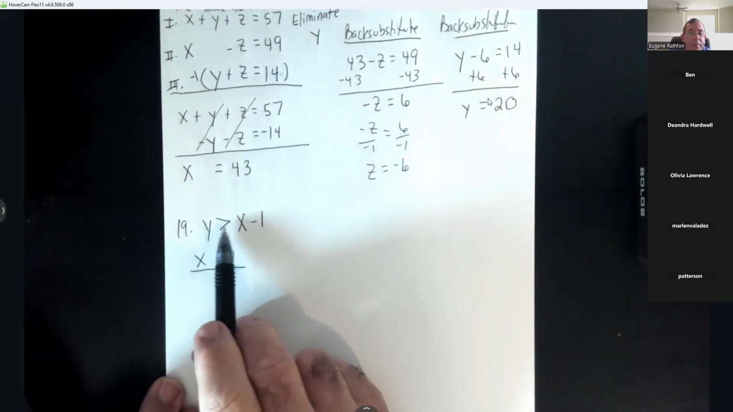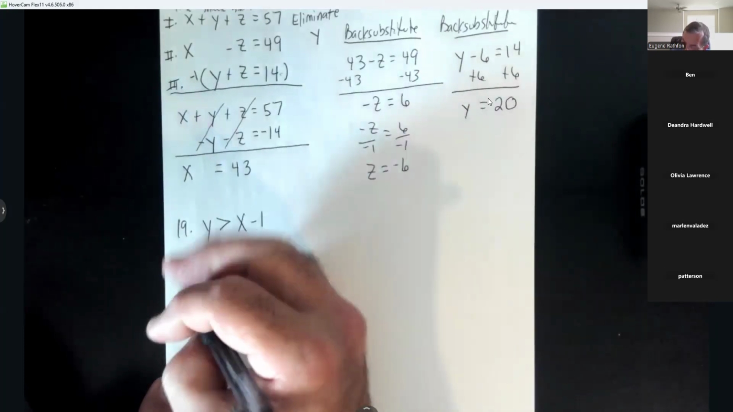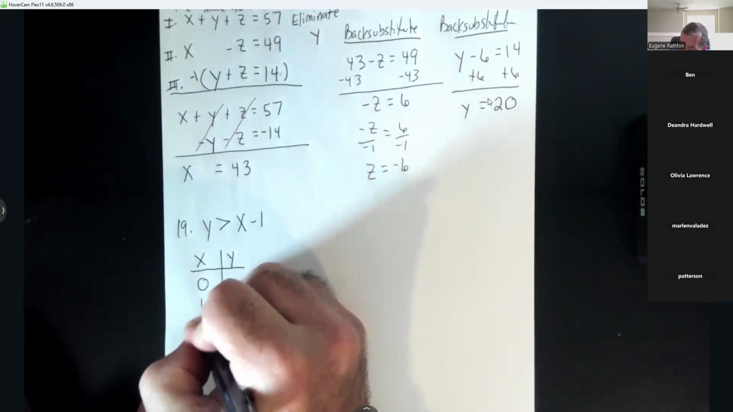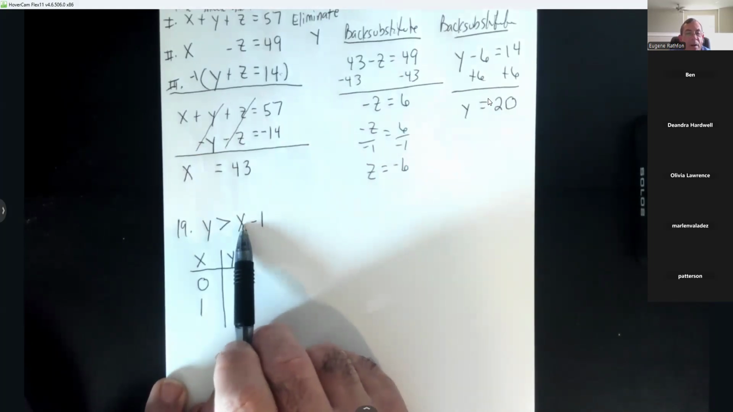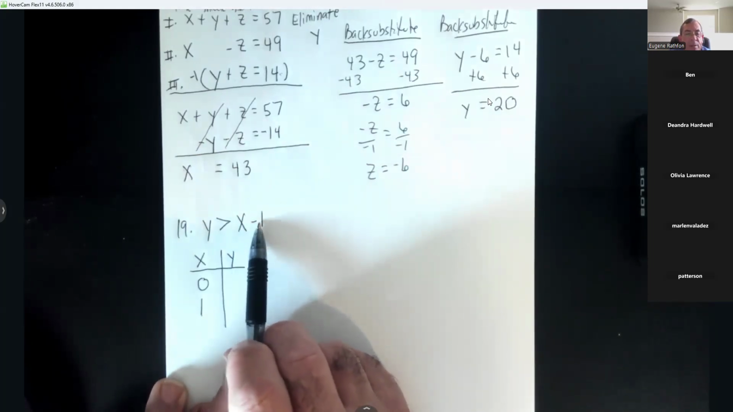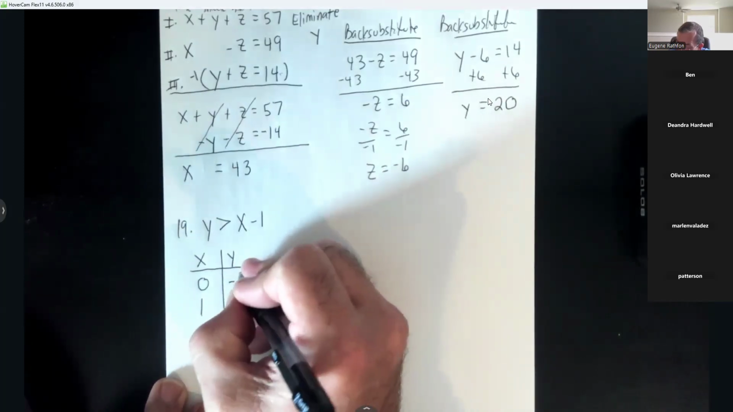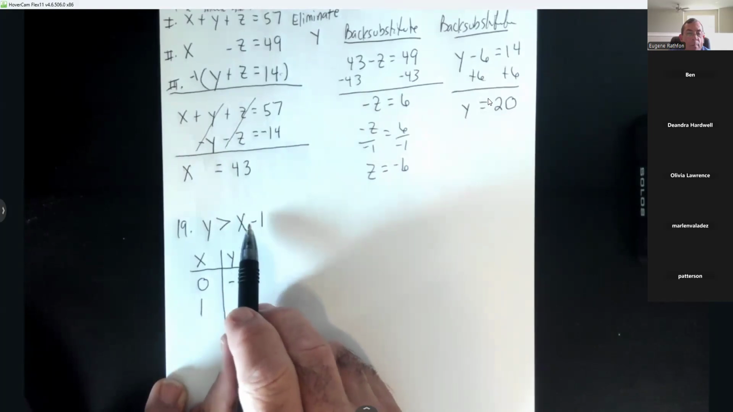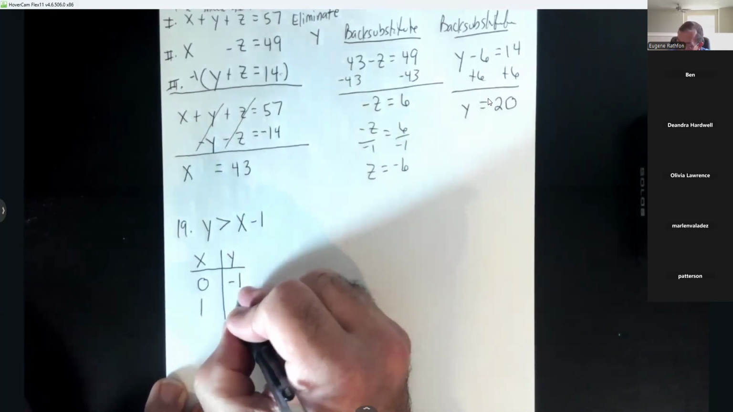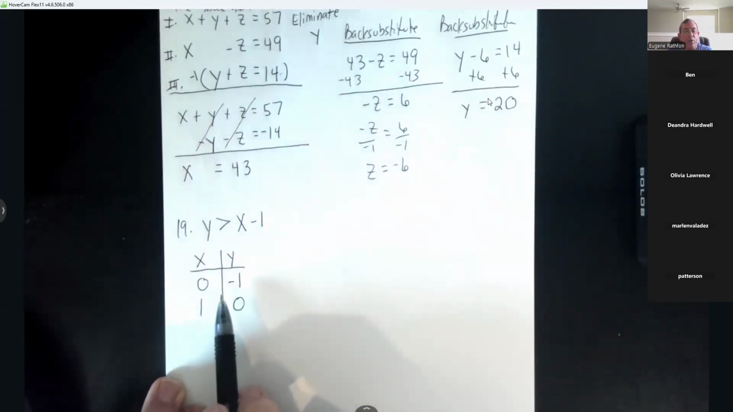So choose two x values. I'm going to use 0 and 1. If x is 0, I got 0 minus 1, which is -1. And then if I put a 1 in there, 1 minus 1 is 0. So you got to get 2 points to graph, okay?